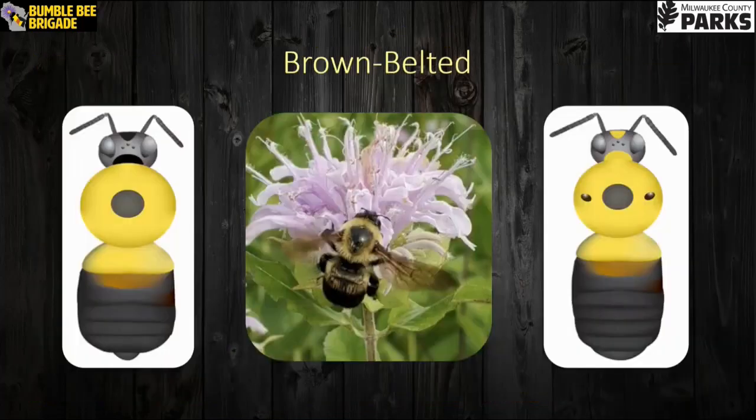Here's the brown-belted bumblebee. They have a yellow T1 and an orange-brownish half-moon on T2, with the rest of the abdomen being black. They have a small black circle surrounded by yellow on the thorax.